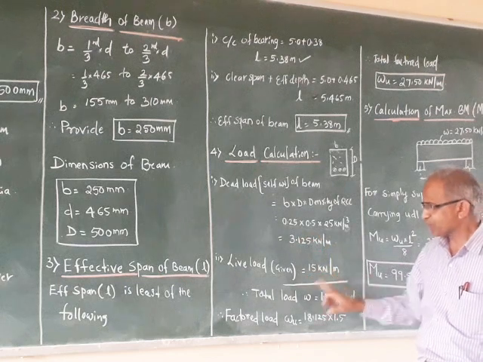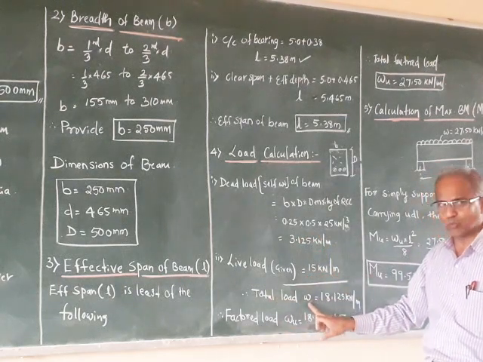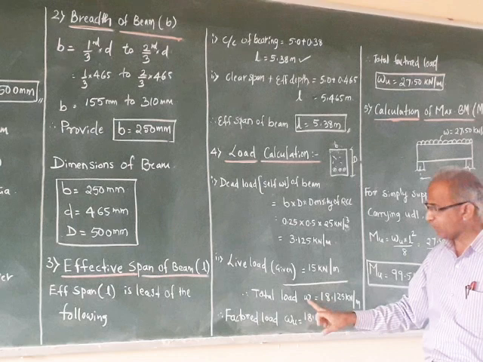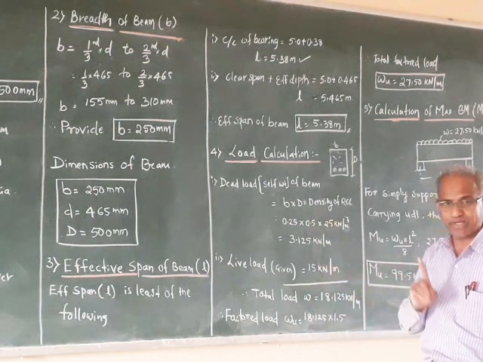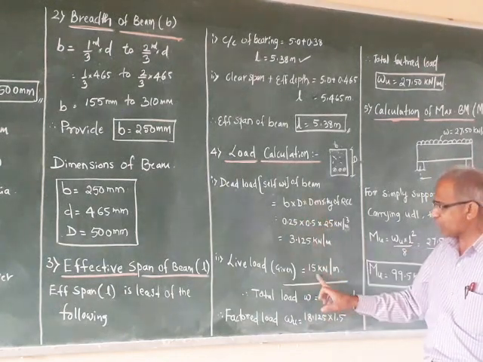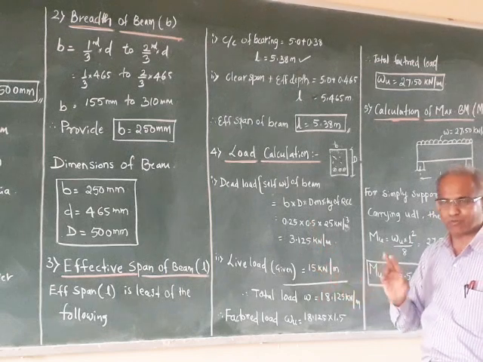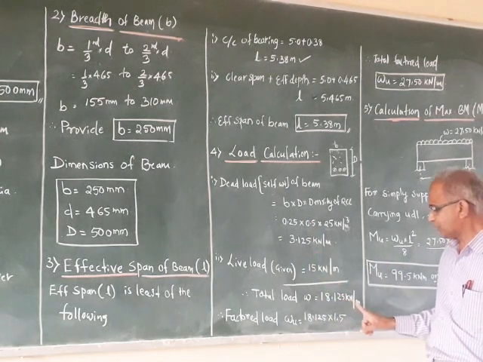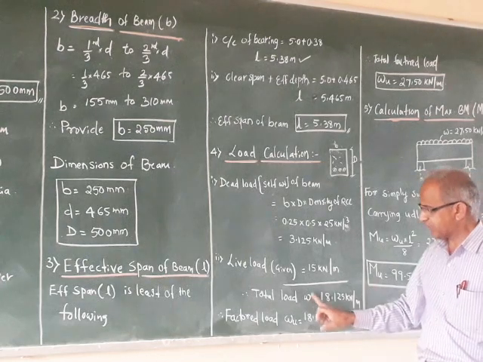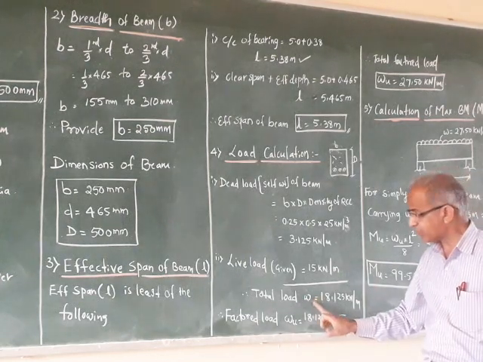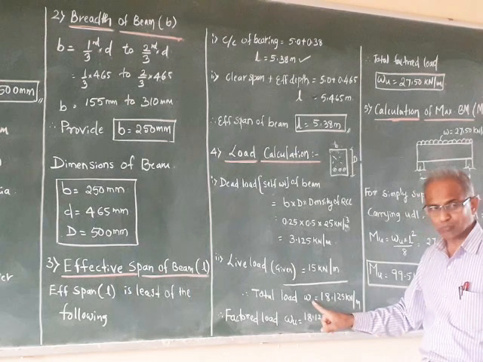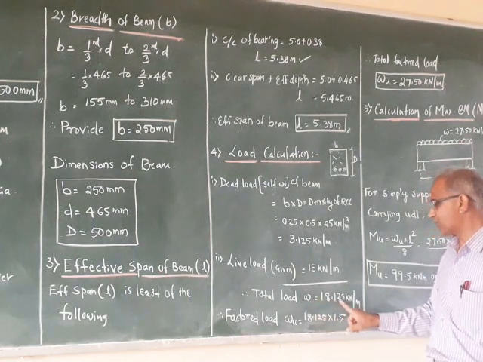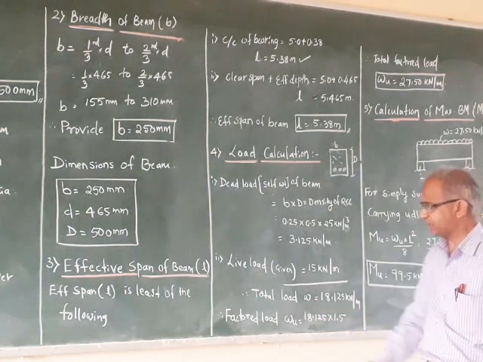Add these two loads. So total load, small w. I am writing small w because it is in the form of UDL. All these loads are in the form of UDL. So therefore it is 18.125 kilonewton per meter. So it is working load. I am not writing WU, it is W. So working load is 18.125 kilonewton per meter.